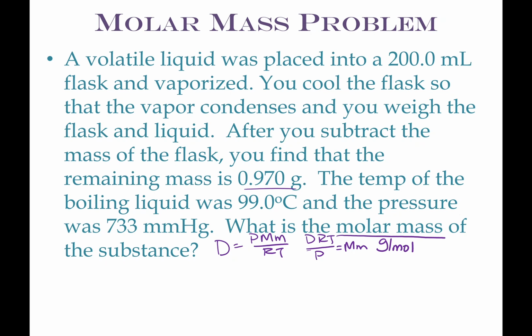A volatile liquid was placed into a 200 milliliter flask and vaporized. So the volume is 200 milliliters. You cool the flask so that the vapor condenses and you weigh the flask and the liquid. After you subtract the mass of the flask, you find that the remaining mass is 0.970 grams. So dividing these will give us density. The temperature of the boiling liquid was 99 degrees Celsius. So 99 plus 273 is 372 Kelvin.